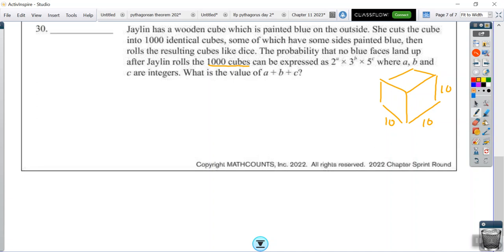So we know the answer can be expressed as 2 to the A times 3 to the B times 5 to the C. A, B, and C are integers. That is a whole number. It could be positive, but it could also be negative. And I know I'm going to have a bunch of negative exponents because probability is a fraction, isn't it?